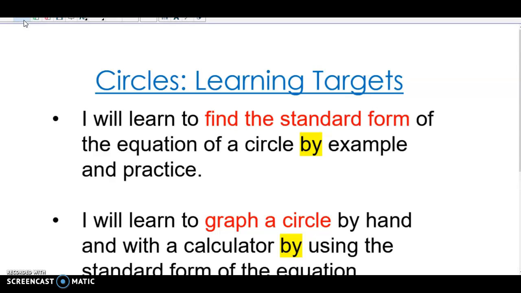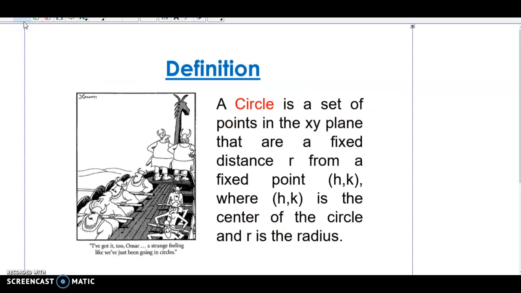Let's talk about what our goal for this is. We're going to learn to find the standard form of the equation of a circle through doing examples in practice, and then we're also going to do a graphing portion of this lesson as well. A circle is a set of points in the xy plane that are a fixed distance r from a fixed point h, k, where h, k is the center of the circle and r is the radius.